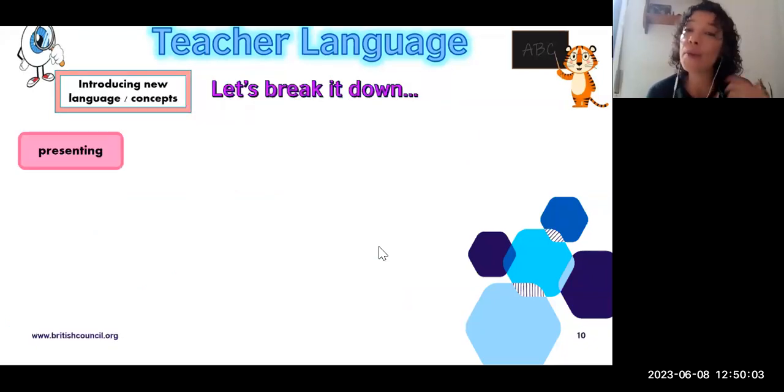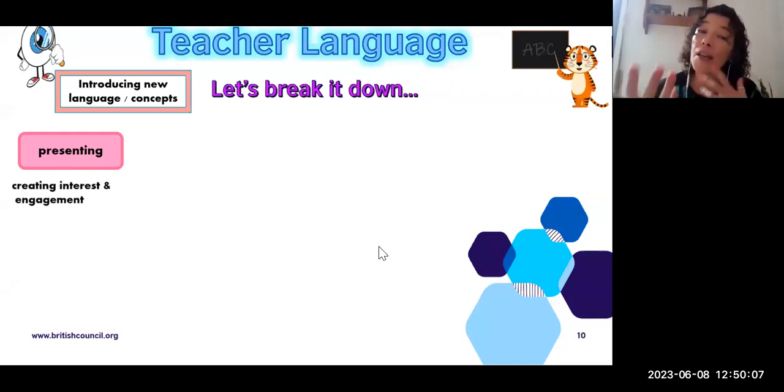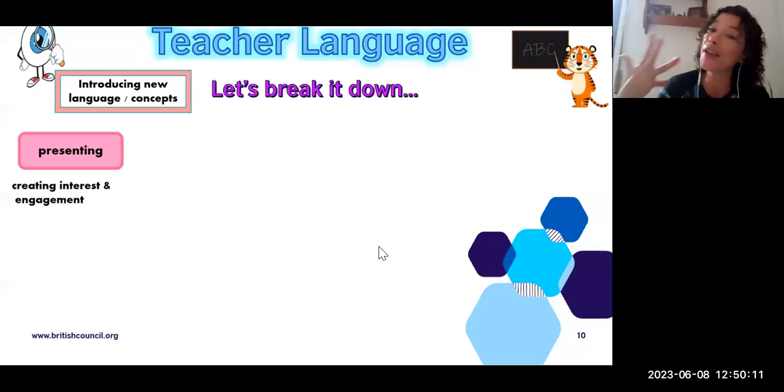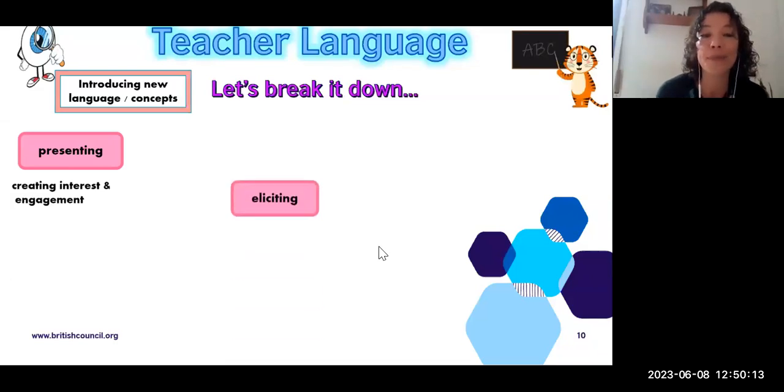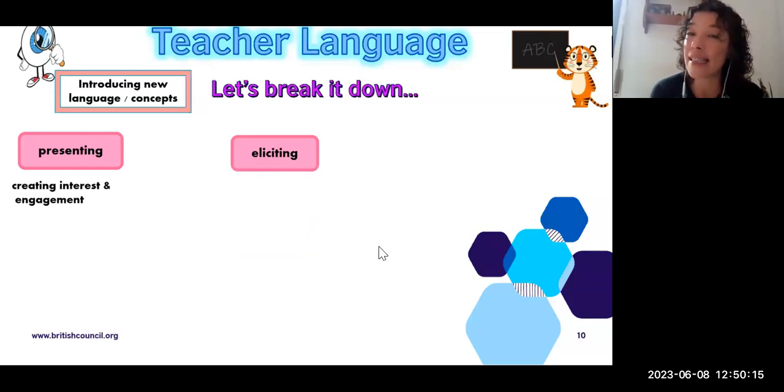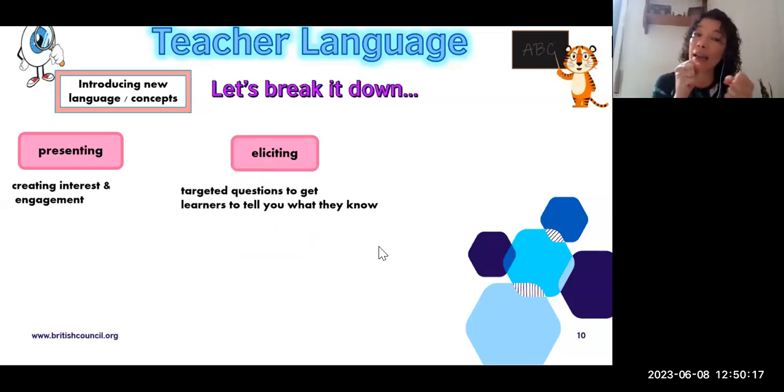So we said we begin with presenting, which is where we're trying to create interest and engagement in the new vocabulary or the new concept. Then eliciting, where we're really using targeted questions to get learners to tell you what they already know. So we're using targeted questions about the word or the concept to see what they know about it themselves.